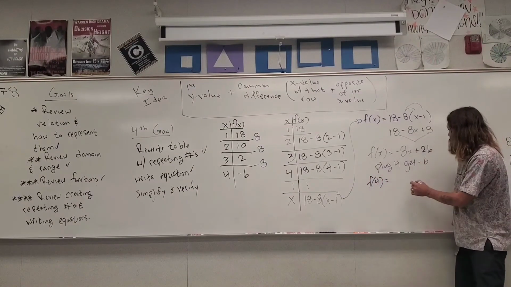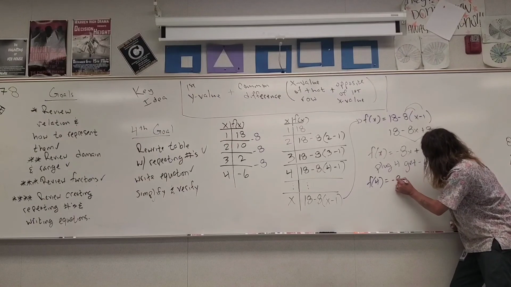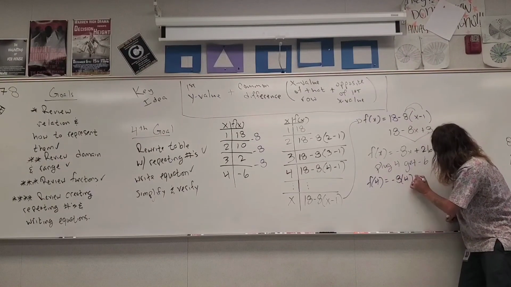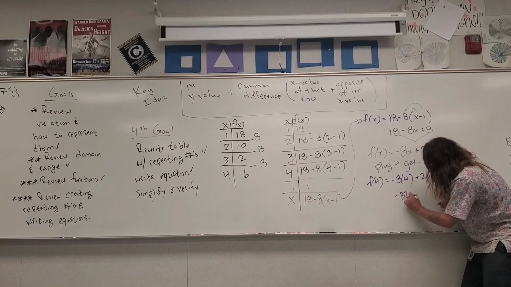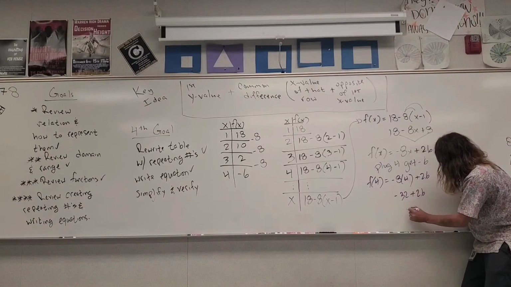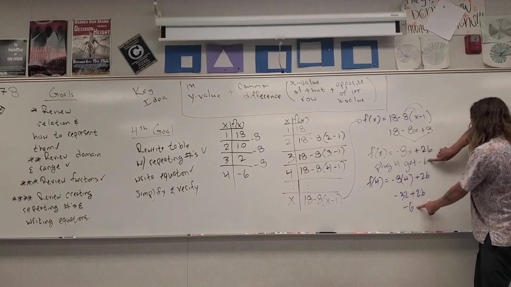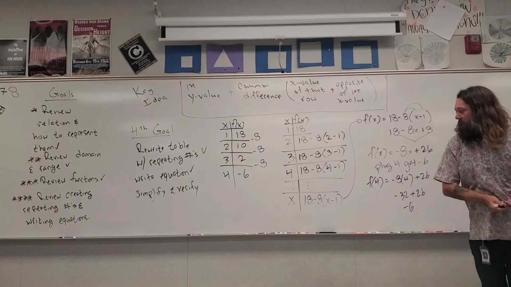All right, so if I plug in 4, I should get negative 6. So this becomes negative 8 times 4 plus 26. Negative 8 times 4, that's negative 32, plus 26. That's going to give me a negative 6. I got negative 6, so that means I have a good equation.